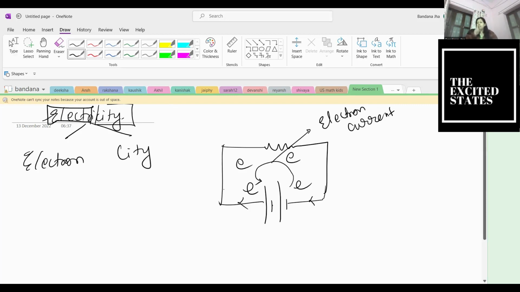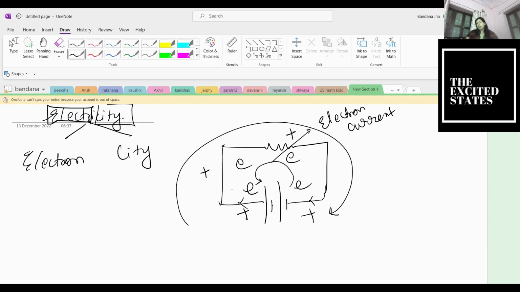Now listen to one thing. An equal number of protons will also move from positive to negative terminal. And what is the name of this current? If the electron movement is known as electron current, then proton movement is known as what? Conventional current. Conventional current, because everywhere conventional current is mentioned.